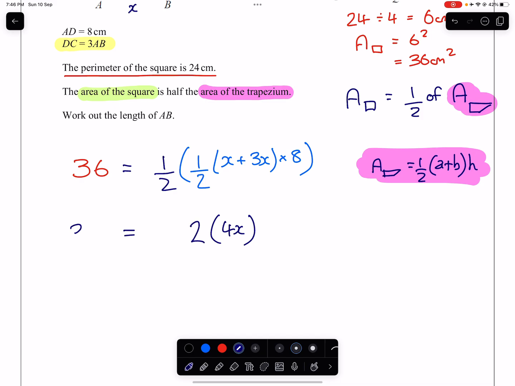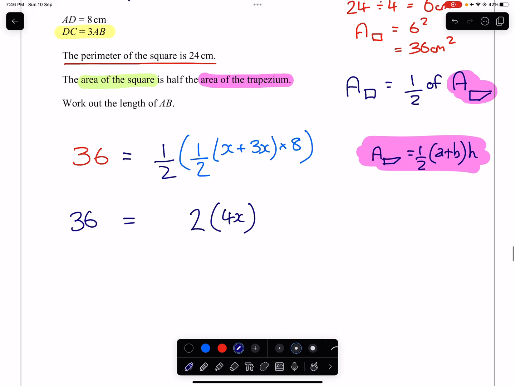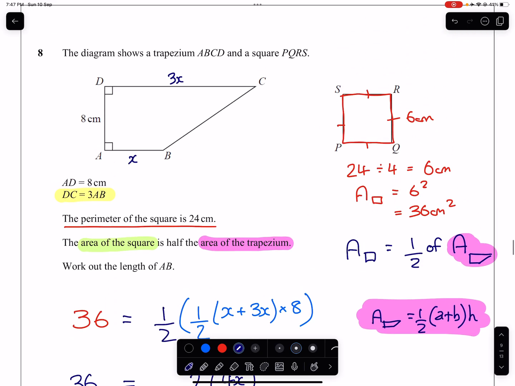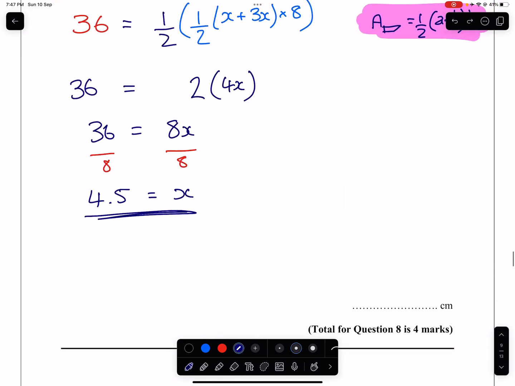On the left-hand side, I've not done anything yet with it. We have 36. From there, I can then just do 2 times 4x to give me 8x, and then divide both sides by 8, which will give me an x value of 4.5, which I believe is answering the question because it wants us to work out the length of AB. So x is 4.5 centimeters. Done.